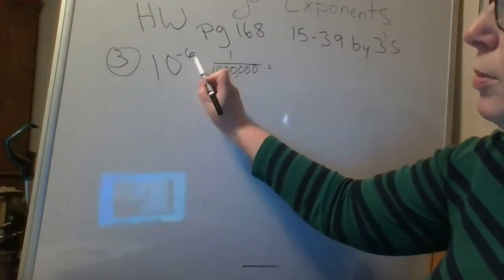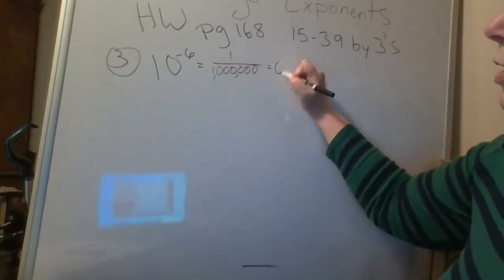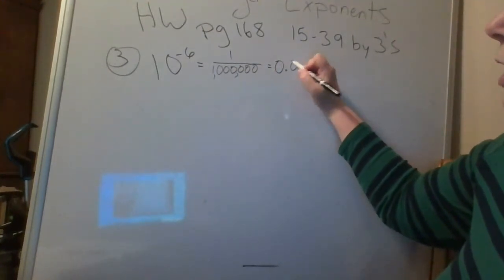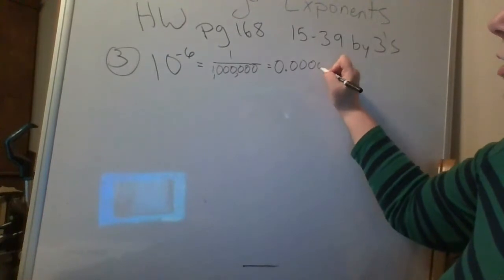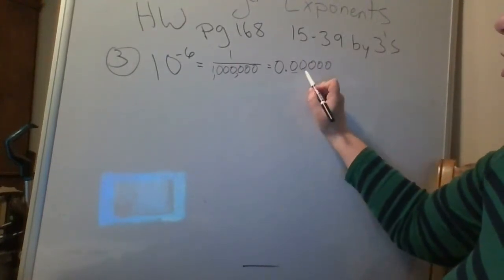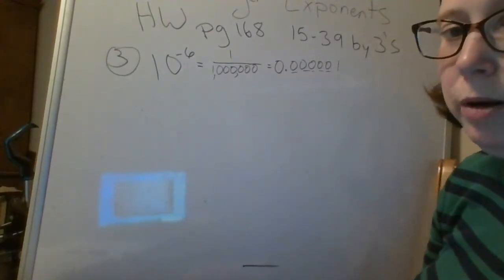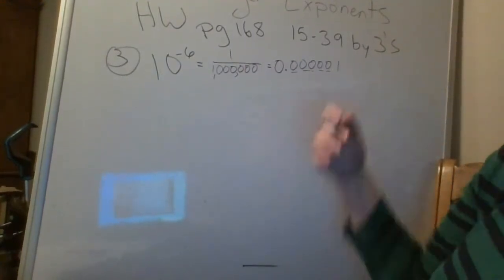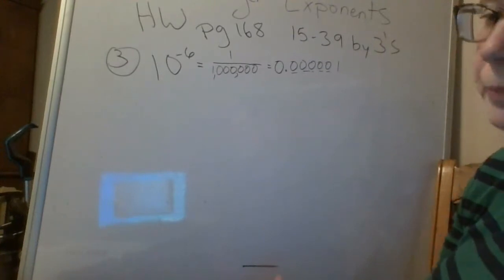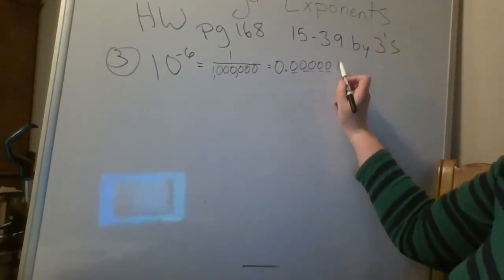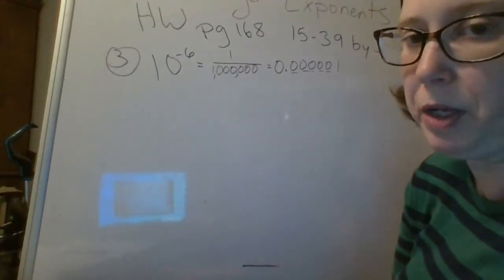The other way would be to think about that negative exponent. With a negative exponent on a power of 10, the exponent is telling you how many decimal places you're going to have, and your last one is going to be a 1. So either way, we have 1 millionth. Here we have 6 decimal places, the last decimal place being a 1.